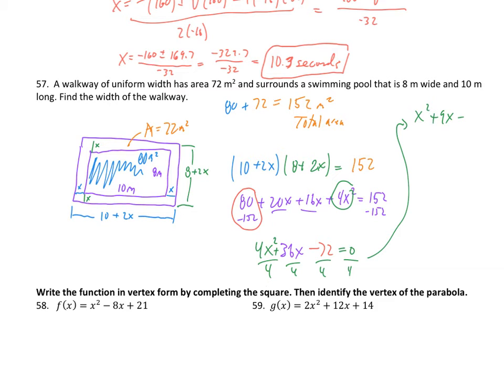So 4 is 18. So I need factors of negative 18 that add to be negative 9, or positive 9. Can't think of any. So I need the quadratic formula.